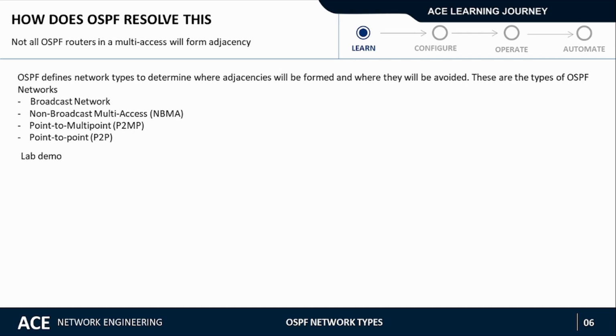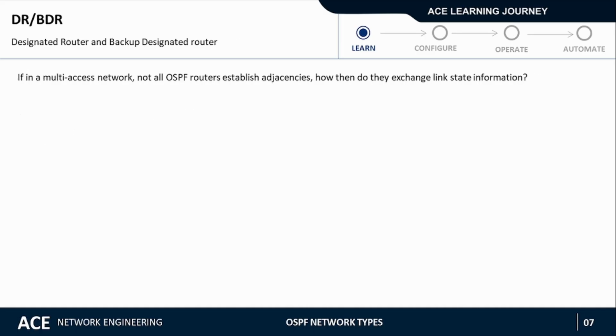And when things go wrong, they take a long time to converge. Okay? If in a multi-access network, not all OSPF routers are forming adjacencies, how do they exchange link state information? Because we said for them to start exchanging link state information, they must have full relationship, full adjacency.